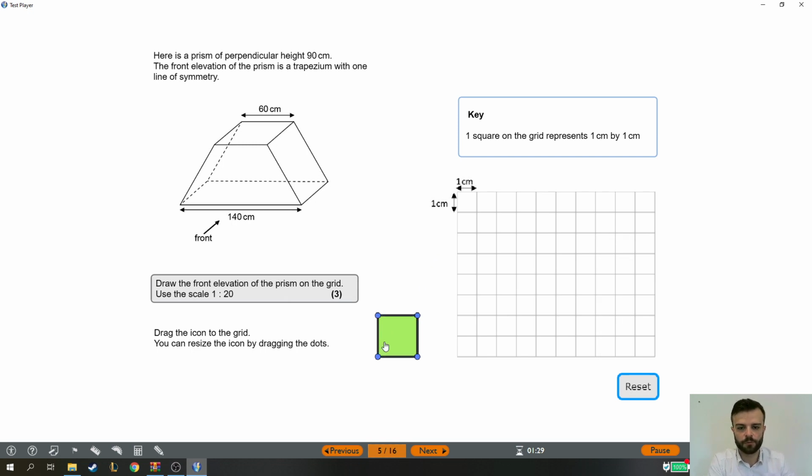Okay, so for this question, we're going to have to recreate this shape on our square grid using this square that we can drag the corners and it moves around like that. Let's give the question a read through and then we'll do it properly.